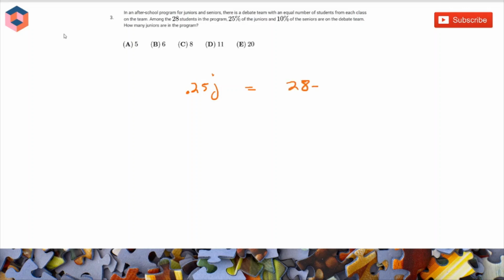And 10% of these are in the debate team. So we have this equation. This is just a linear equation that we can easily solve. We have 0.25j is equal to 28 times 0.1, which just means that we add a decimal place in the middle, 2.8 minus 0.1j.